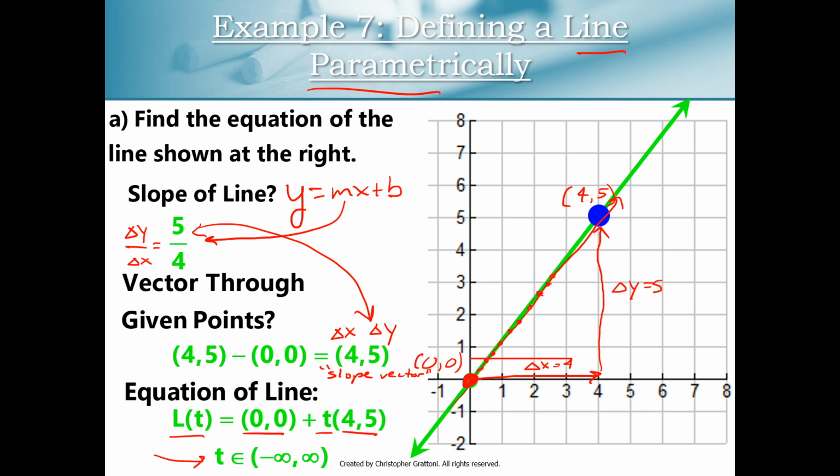Now, if you just want to generate your line segment connecting these 2 points, you could restrict your domain for t, and you could say t just goes from 0 to 1. That will start you at 0, 0 and end you at 4, 5. But if you want the entire line, then you would want t to go from negative infinity to infinity.